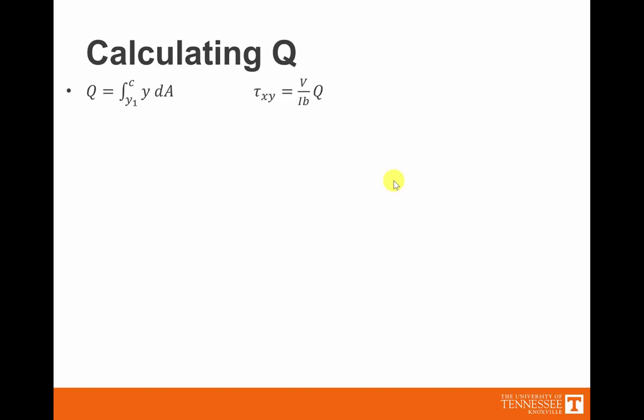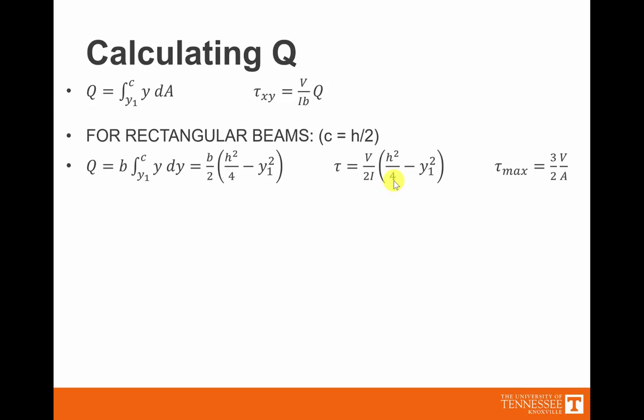So there's our definition for what Q ought to be. Turns out for rectangular beams, Q is found to be this equation, and the important thing that comes out of this equation is the maximum shear stress reduces to 3/2 V over A. So if I want to know what the maximum shear is occurring on a particular rectangular beam, all I need to know is the shear force that's occurring on the beam and the cross-sectional area of that beam, and I can know what the maximum shear stress is.